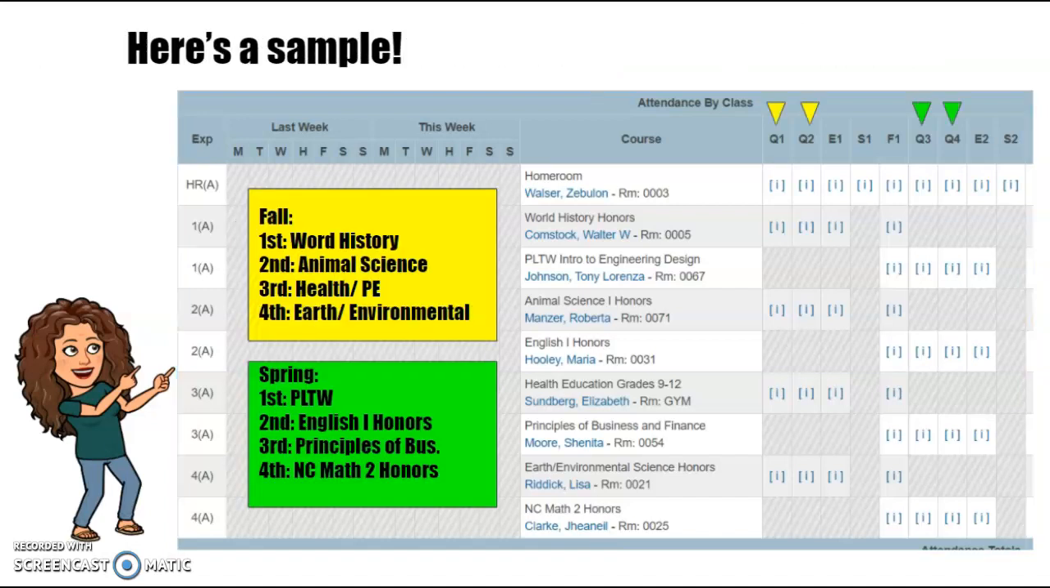Here's a sample. This student has for the fall, for first block, world history. For second block, animal science. For third block, health and PE. And for fourth block, earth and environmental science. And you'll notice they're all shaded gray. And then up here we have our Q1 and Q2. For the spring, all shaded white: Project Lead the Way for first block, English 1 for second block, Principles of Business for third block, and NC Math 2 Honors for fourth block. And you'll see our Q3 and Q4, and that's for the spring semester.